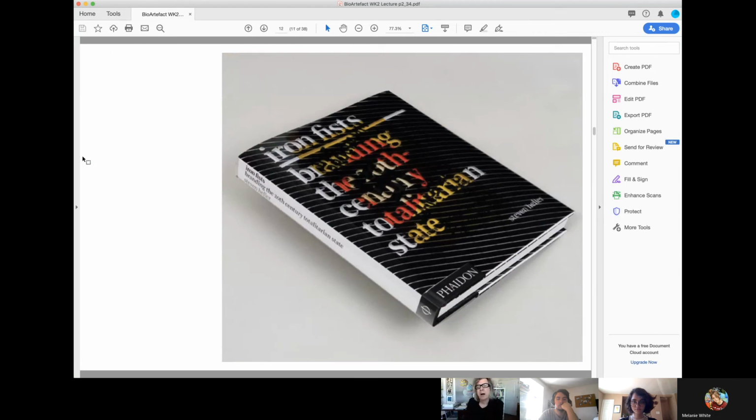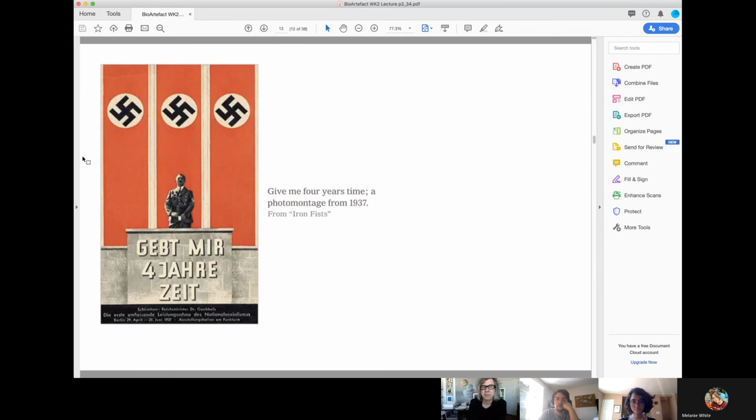Another book that you might want to have a look at, if you want to be purchasing these, you can also look online, is Iron Fists, the branding of the 20th century totalitarian state. So this is looking at more fascist totalitarian governments and how they used graphics to promote their political agendas, their ideology. We talked a little bit about that in regards to Trump, but here we have a whole book focused on that of the 20th century.